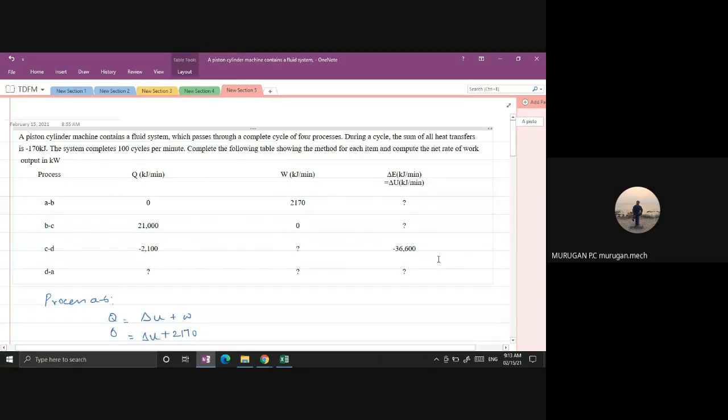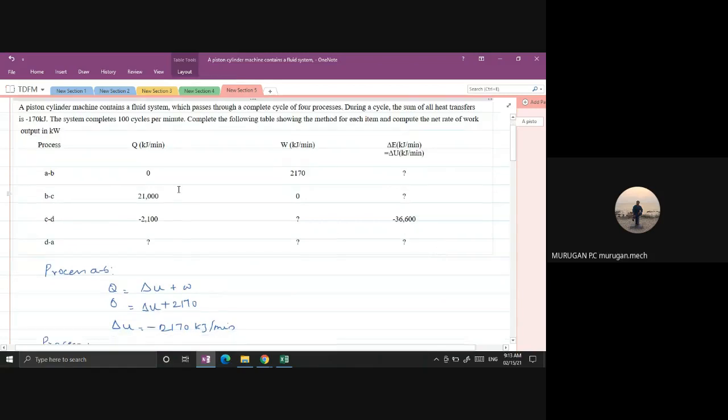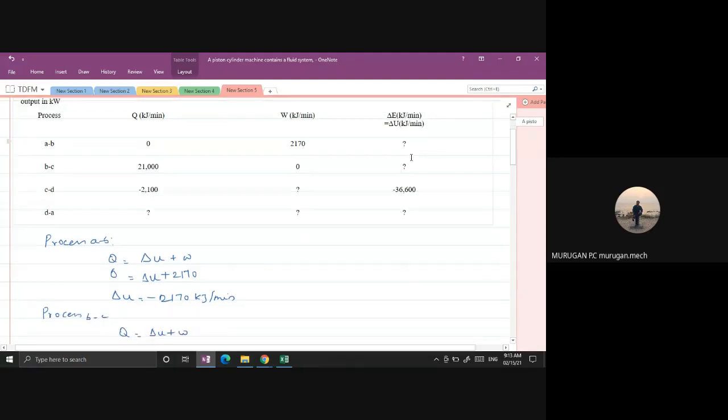Now we can easily identify. For process A to B, delta U can be found out by using this formula, that is Q is equal to delta U plus W. So here Q is equal to delta U plus W, that is plus 2170. Then delta U is equal to minus 2170. Here we have to write it as minus 2170. Okay, understood?